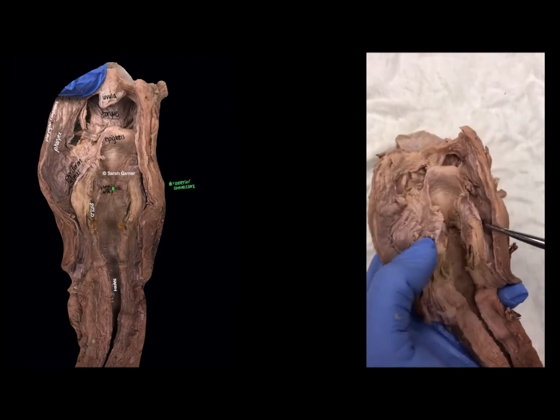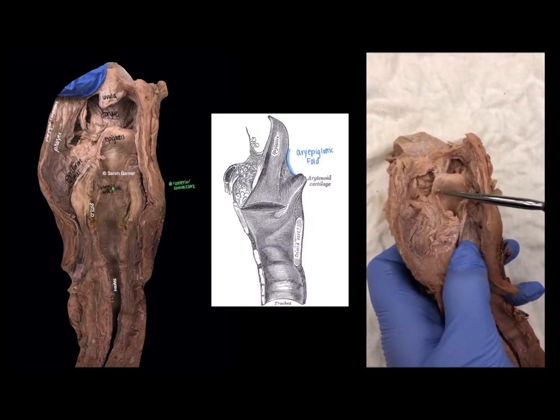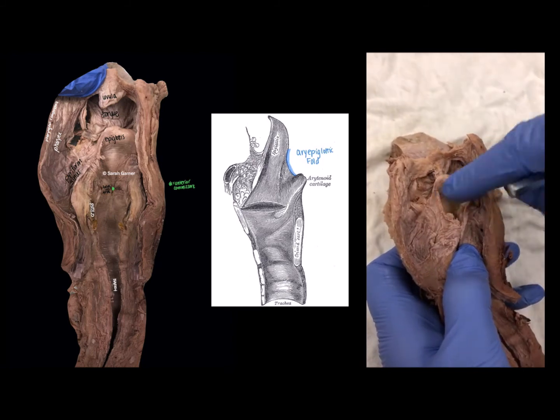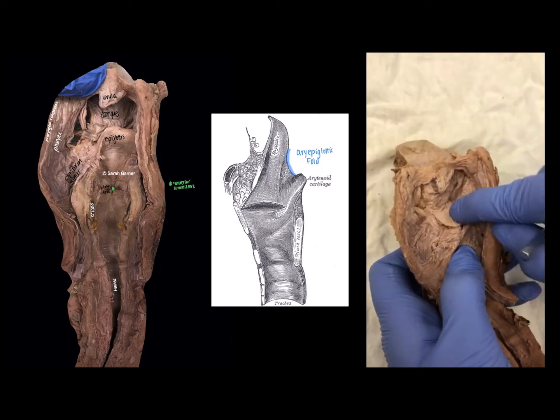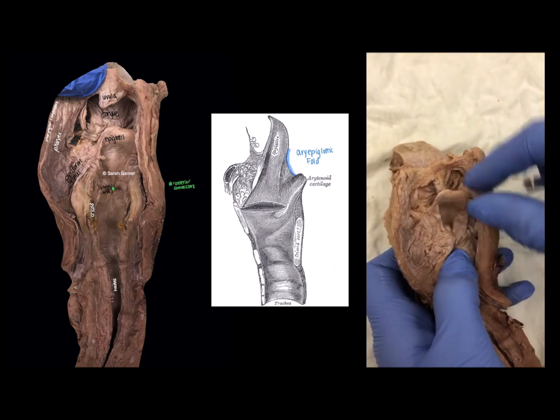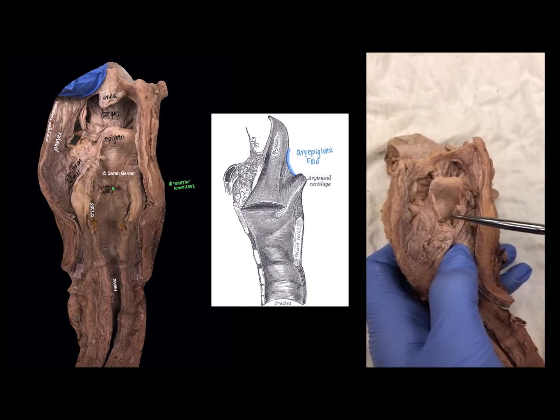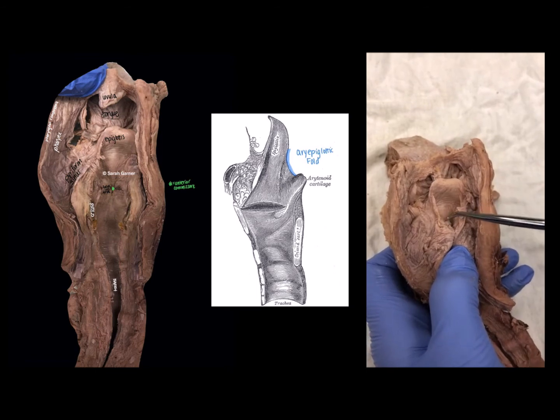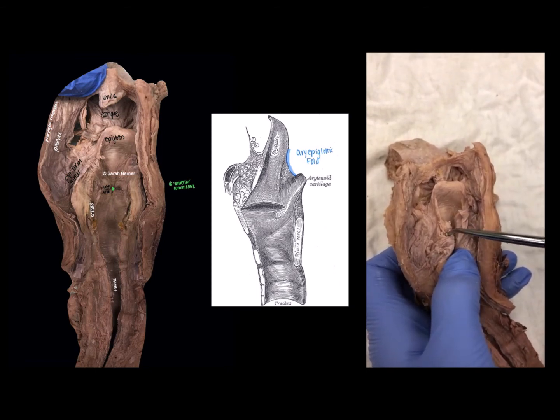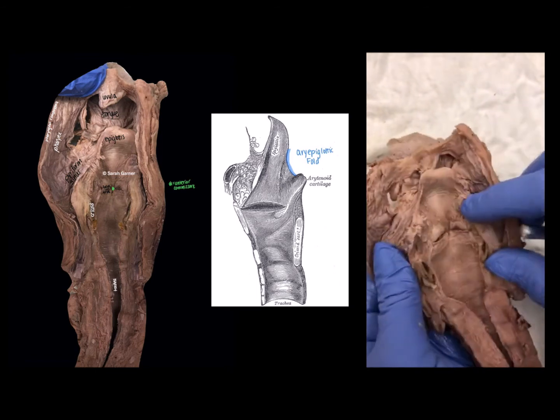You also have the aryepiglottic fold here. So that is this very loose part that allows the epiglottis to fold posteriorly to cover up the airway so you don't inhale food. So this would be your epiglottis, aryepiglottic fold, and it's called the aryepiglottic fold because it attaches to the arytenoid cartilages, which are right there.